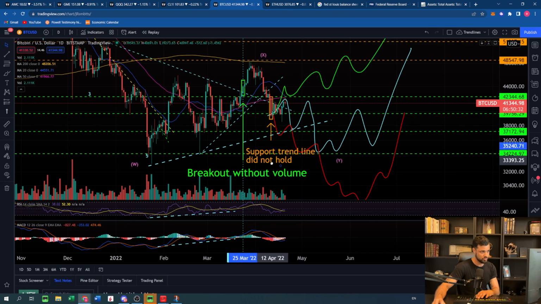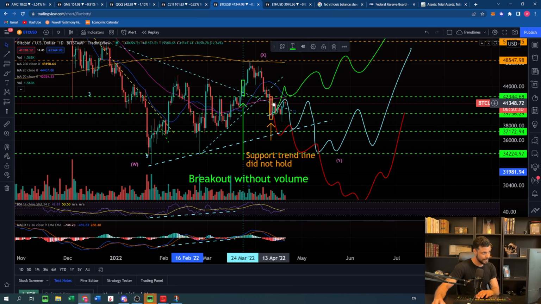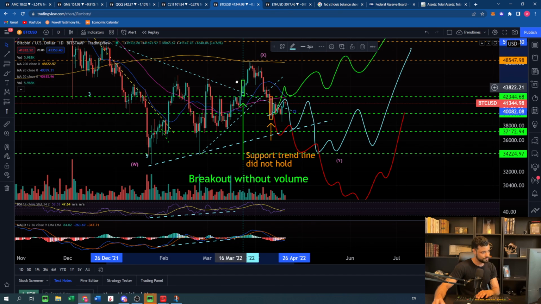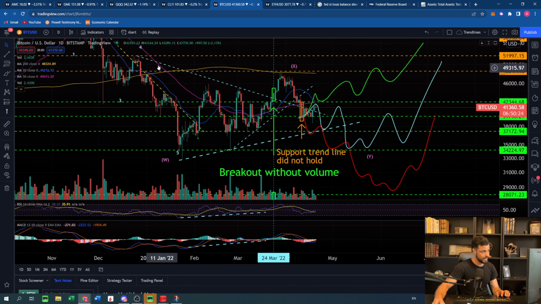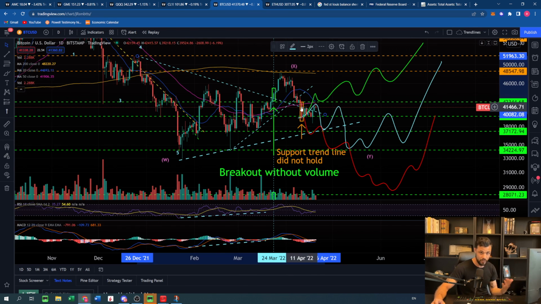All right, the support trend line didn't hold. This is what I'm saying. You see this one, which was the breakout trend line. The breakout is here. For the breakout to be validated and reliable, we need to stay above the 61.8% fib ratio, of course, but we also need to stay above the trend line that was broken during the breakout.